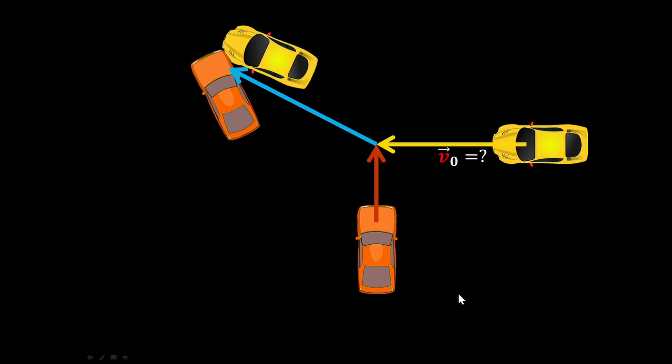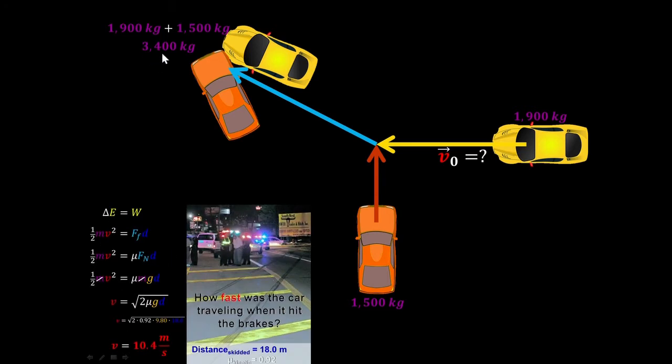So let's just pare it down to just what we're trying to see here. We really want to figure out this velocity here. We know the mass of the orange car, we know the mass of the yellow car, and we know the combined masses of both cars. It's just added together. That's the total mass of both cars.